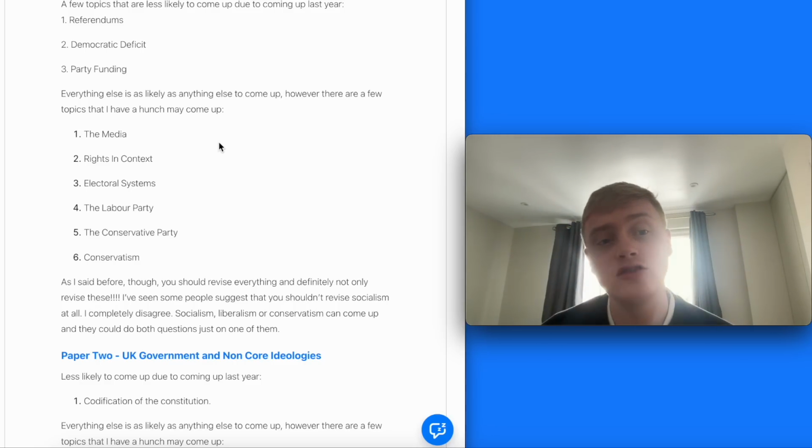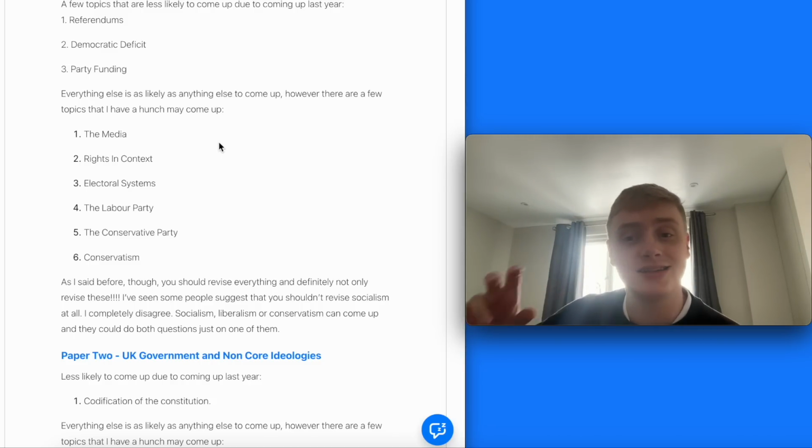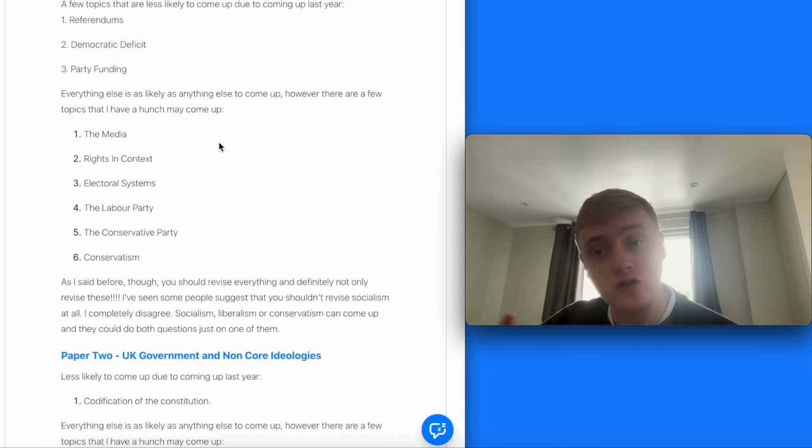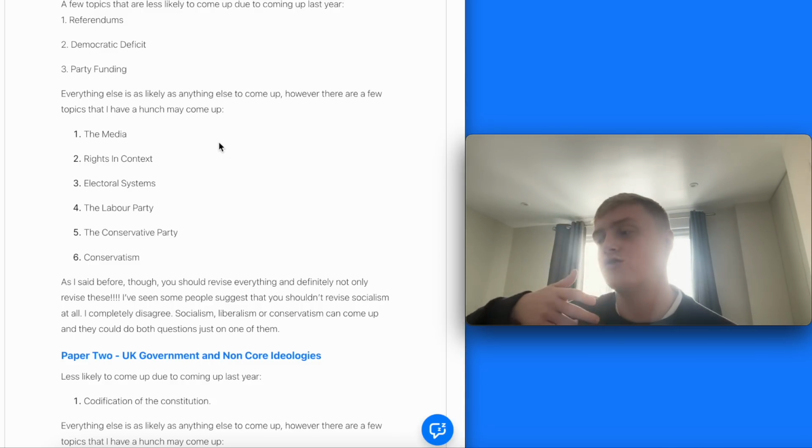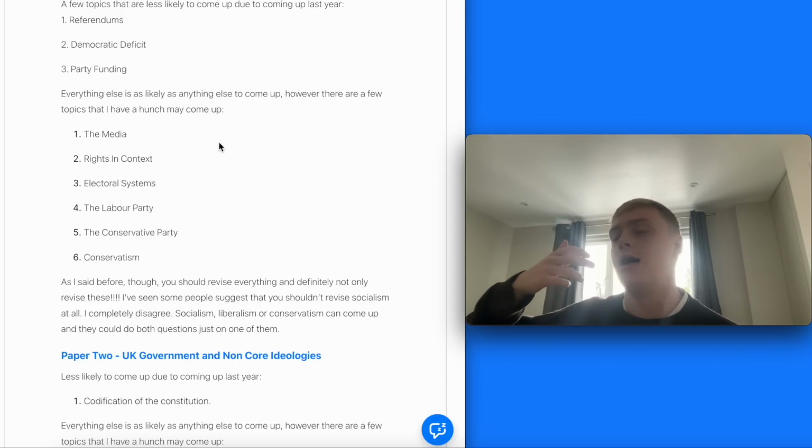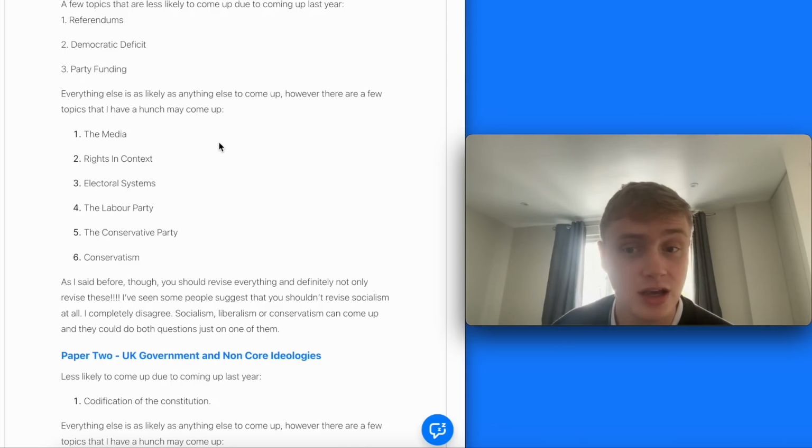Next key topic that I think is very likely to come up is electoral systems. So this could be a question just on first past the post, or it could be a question comparing it to another devolved system, so AMS, STV, or it could be a more general question on the impact of the systems on things like voting behaviour, type of government created, strong government, or voter choice.